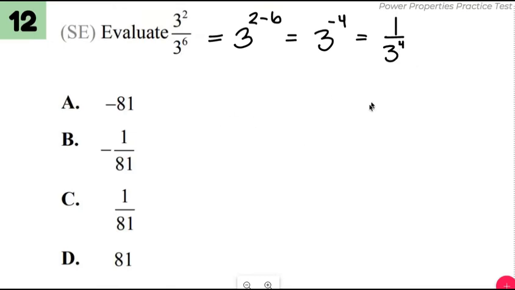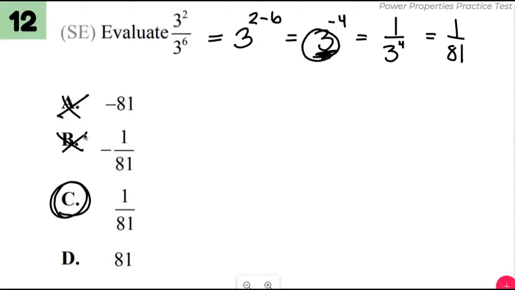Now I don't have anything as 3 to the fourth, but I do have all these 81s, so I can assume that 3 to the fourth is 81. And if you check your math, it is. So I'm looking for the option that's 1 over 81. My answer is C. And again, my base number is positive. A negative exponent doesn't mean I have a negative number. The base situation tells me that. So that eliminates A and B right off the bat. Something to keep in mind.